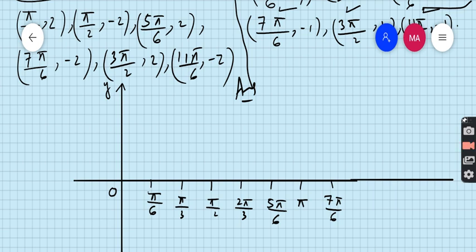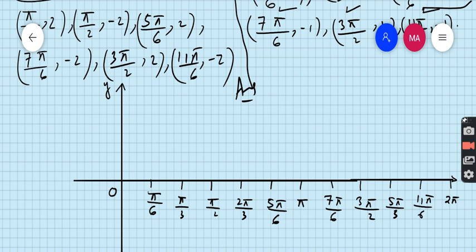Then 1 2 3 4, 1 2 3 4, 1 2 3 4, 7 pi by 6 plus pi by 6 is 3 pi by 2, plus pi by 6 is 5 pi by 3, plus pi by 6 is 11 pi by 6. 1 2 3 4, and this is 2 pi, and we will not go beyond 2 pi.